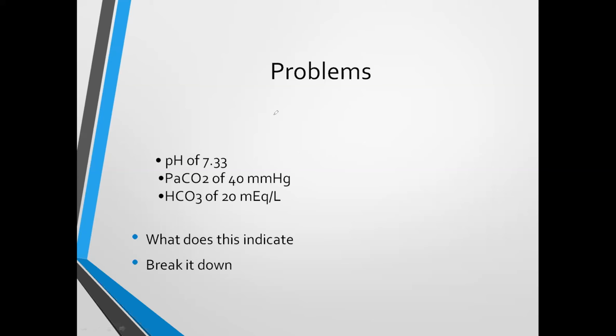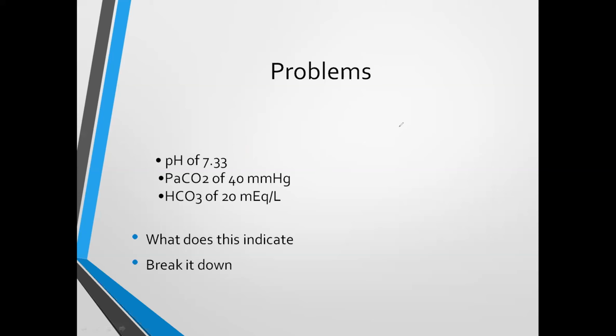Now as a student or as a house officer, first look at the pH. The pH is 7.33, which is below the normal range. The normal cutoff value is 7.35 to 7.45. Carbon dioxide is in the normal range, 44 millimeters of mercury. Bicarb is 20 milliequivalents, which is low. So the pH is reduced, the CO2 is in the normal range, and the bicarb is reduced.